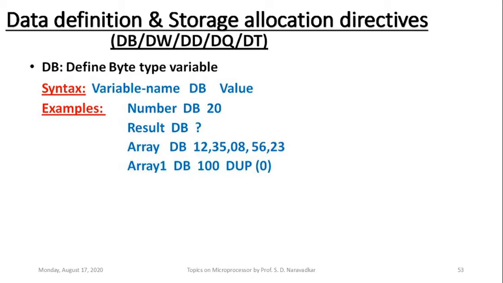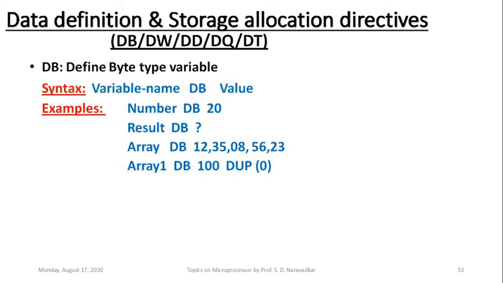Then the third example is array DB 12, 35, 08, 56, 23. Here the variable name is array, reserving a byte for each of these data elements. So the first byte is 12, the subsequent byte 35, the third byte 08, the fourth byte 56, and the last byte is 23. It means sometimes I may define multiple bytes within a single declaration, which is shown here.